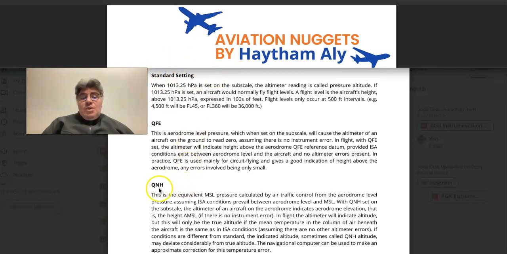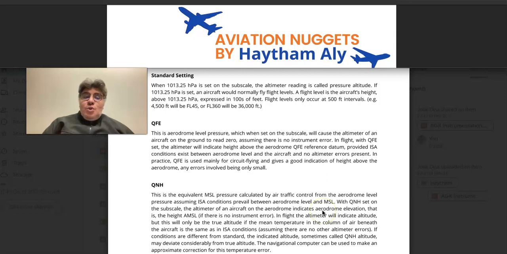So let's describe QNH. QNH is the pressure setting equivalent to mean sea level calculated by air traffic control from the aerodrome level pressure, assuming ISA conditions prevail between aerodrome level and the mean sea level. With QNH set on the subscale, the altimeter of an aircraft on the aerodrome indicates aerodrome elevation. So if the altimeter pressure setting is QNH and you land on the aerodrome, the altimeter will show the airport field elevation, not show 0.